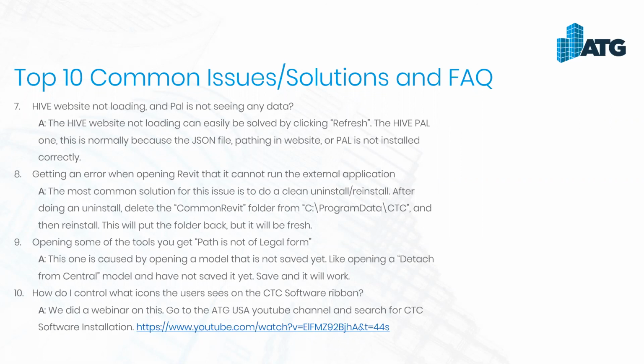To do a clean uninstall, you go into the Control Panel and you uninstall. Then you go to the C program data CTC folder and you delete the folder Common Revit. And then after that, you reinstall. Most of the time that's going to take care of the issue. It was just, again, some files are missing that the installation needs, and we just need to clean it and then install it again.